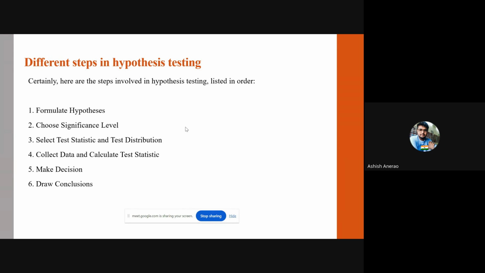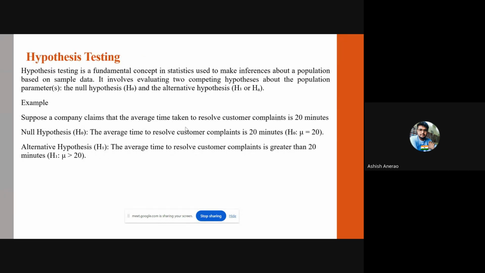Now finally, after making the decision, what is our conclusion? Okay, so in the previous example, after testing all these things, finally we conclude whether the given company solves that complaint within 20 minutes, or does not solve that complaint within 20 minutes. So this is our conclusion.